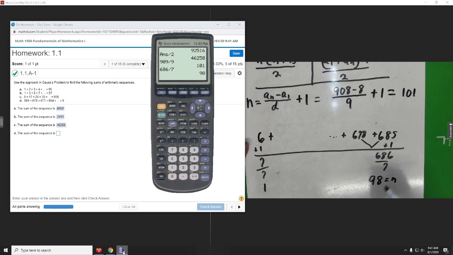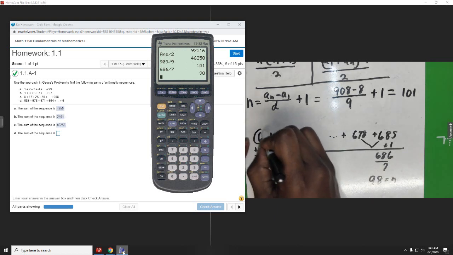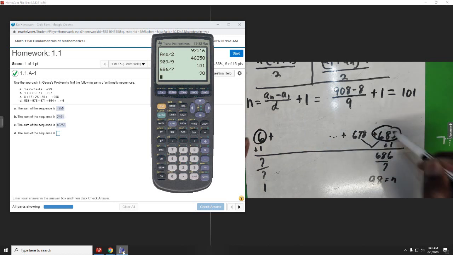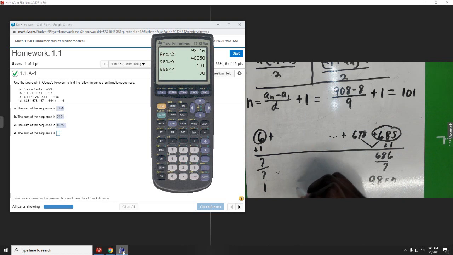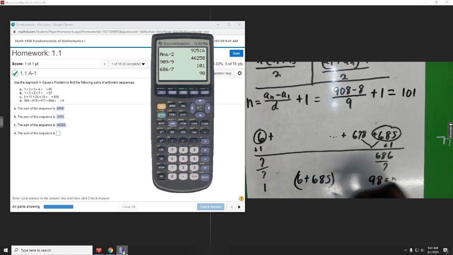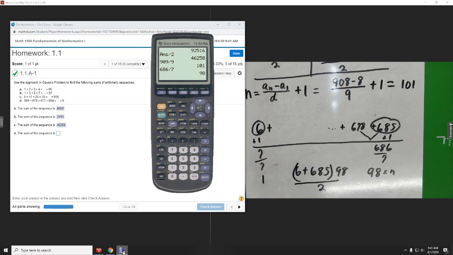And then to figure out this sum, I'm going to take first and last, add those together, times n, divided by 2. So I'm going to do 6 plus 685 times 98 divided by 2. And that'll give me my sum.